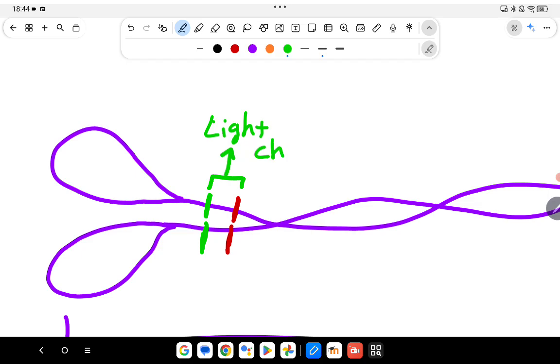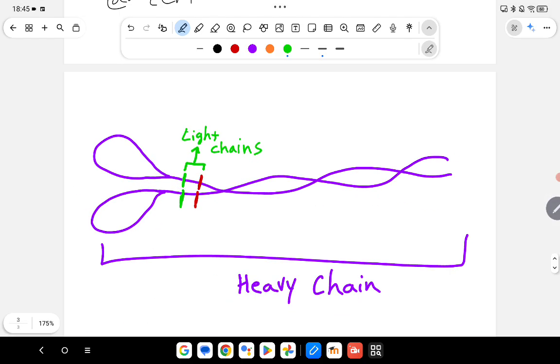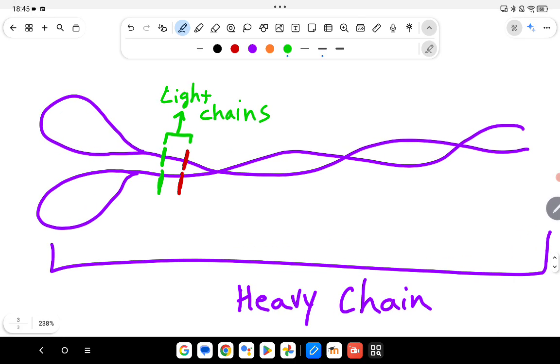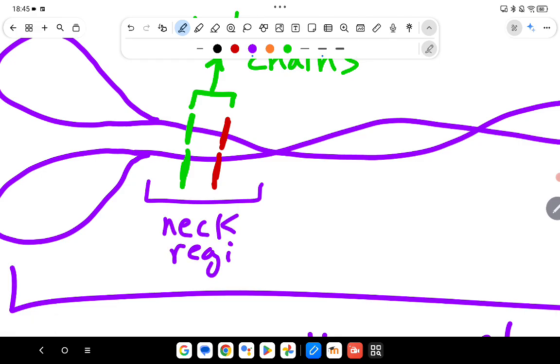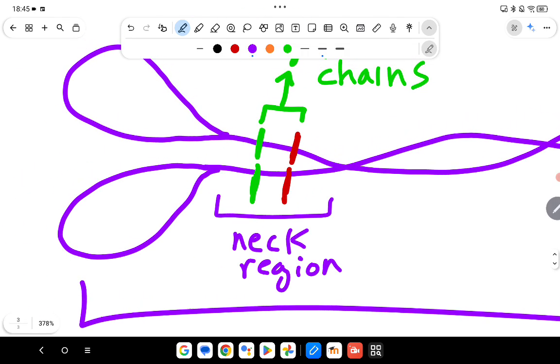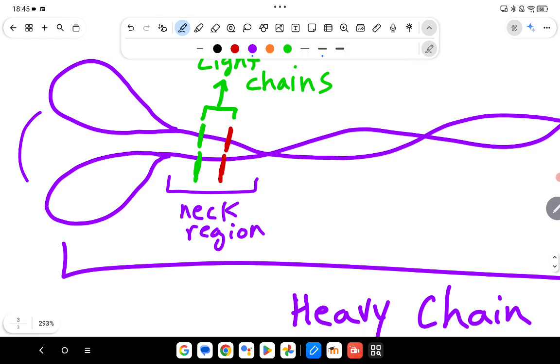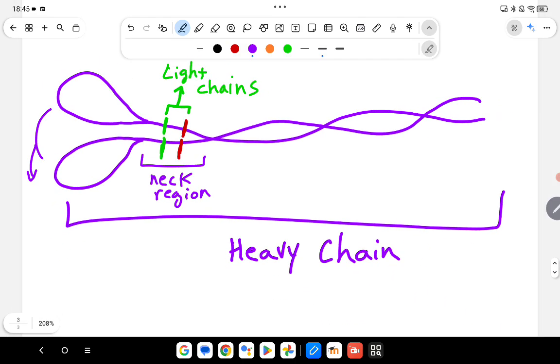Light chains. Okay? And then this region here, where the light chains are attached, this is called the neck region. And these two are the heads.